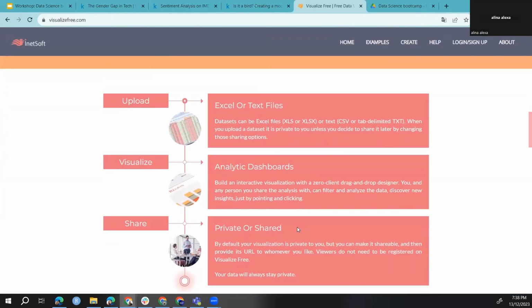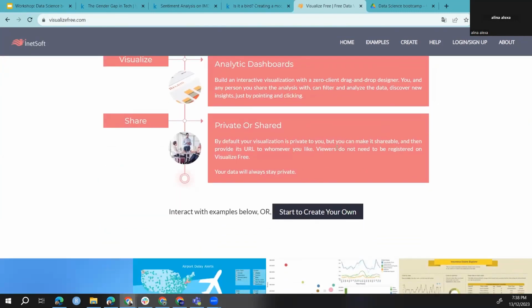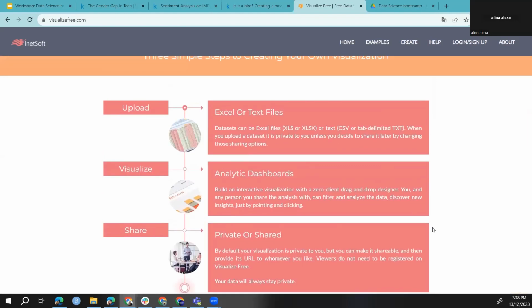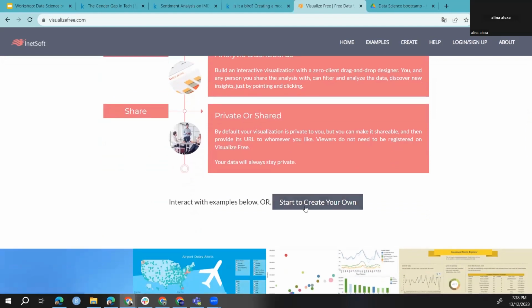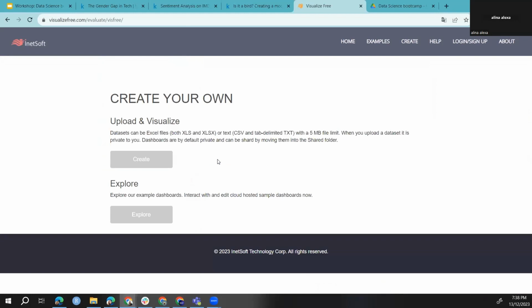Yes, and then it says here you could do it with the data, so don't worry. Just move a little bit down past all these pink things and start to create your own. It's the gray button at the bottom of all this pink, it says upload, visualize, it just tells you how to do it, but don't worry about that. Just start to create your own. Of course, it's going to ask for the password because I was not signed in properly, but anyway. Okay, so create your own. You could explore, but I want to create. So I'm going to use the first one and put create.